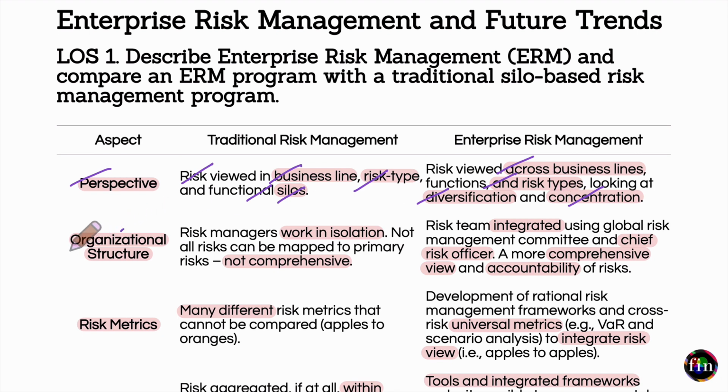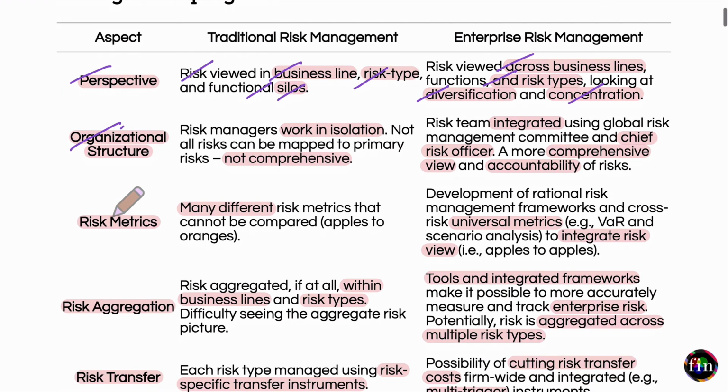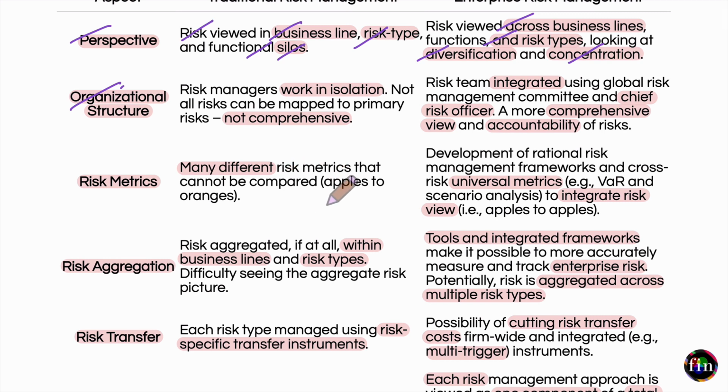Okay, then let's talk about organizational structure. So risk managers in traditional risk management, they kind of work in isolation. As I told you, there'll be a risk manager managing interest rate risk sitting in commercial banking division and another risk manager managing interest rate risk sitting in the investment banking division. Okay, so these risk managers who work in isolation, they are made in charge of risks which are called primary risks. Risks such as market risk, credit risk, and operational risk.